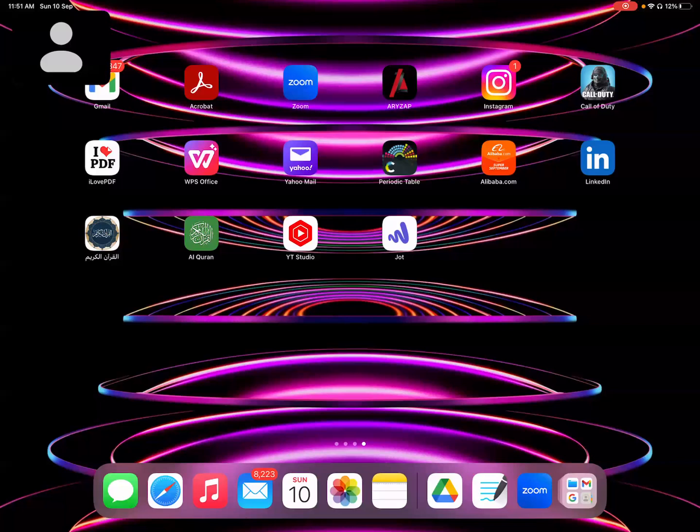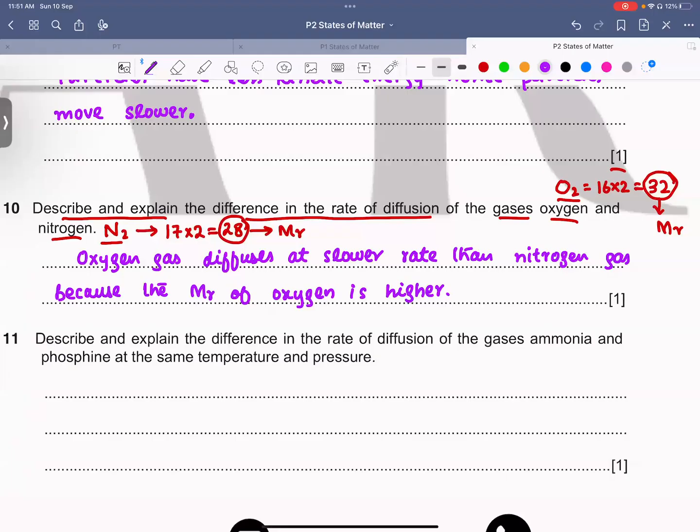Is this understandable to everyone? Yes, sir. Next question, in which there is ammonia. The formula of ammonia is NH3 and the formula of phosphine is PH3. What we have to do is figure out their Mr values, and which one is going to diffuse at a faster rate and which one at a slower rate. Is this clear?